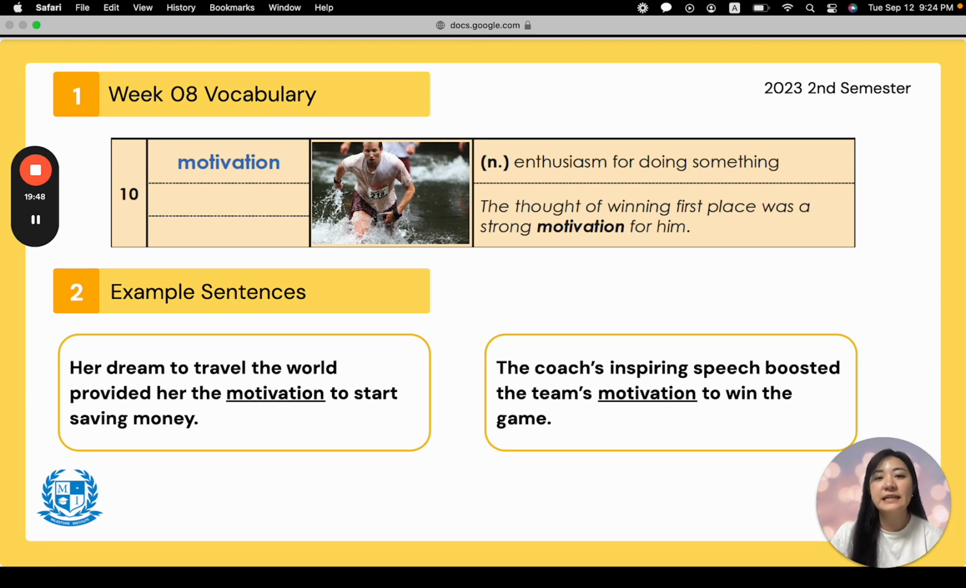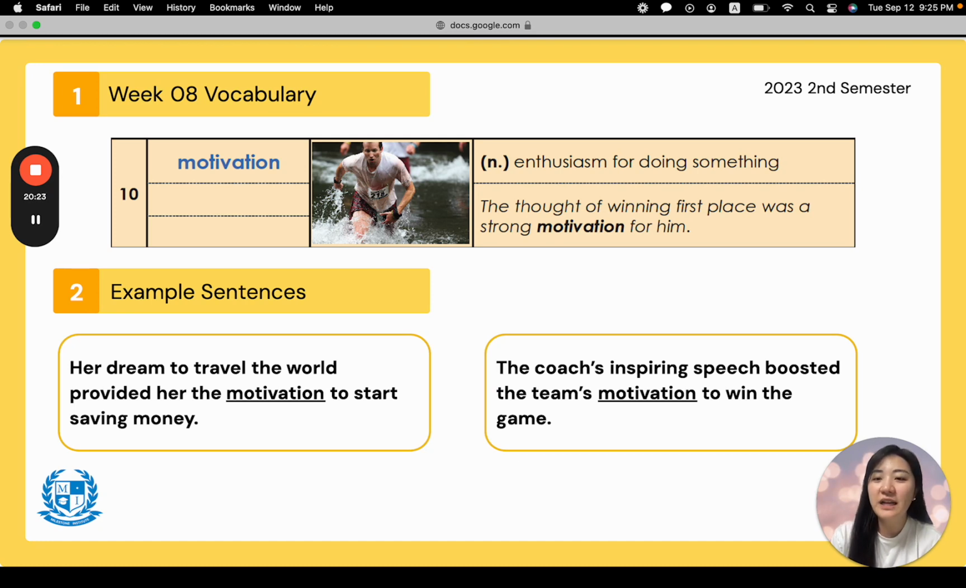The example sentence says, the thought of winning first place was a strong motivation for him. So this guy, he was running in the race. He's like, I'm going to win first place. So that was his motivation, his goal, what helped him keep going to finish the race. Okay? Repeat after me. The thought of winning first place was a strong motivation for him. Are you repeating? I'm waiting. Okay, you did a good job.